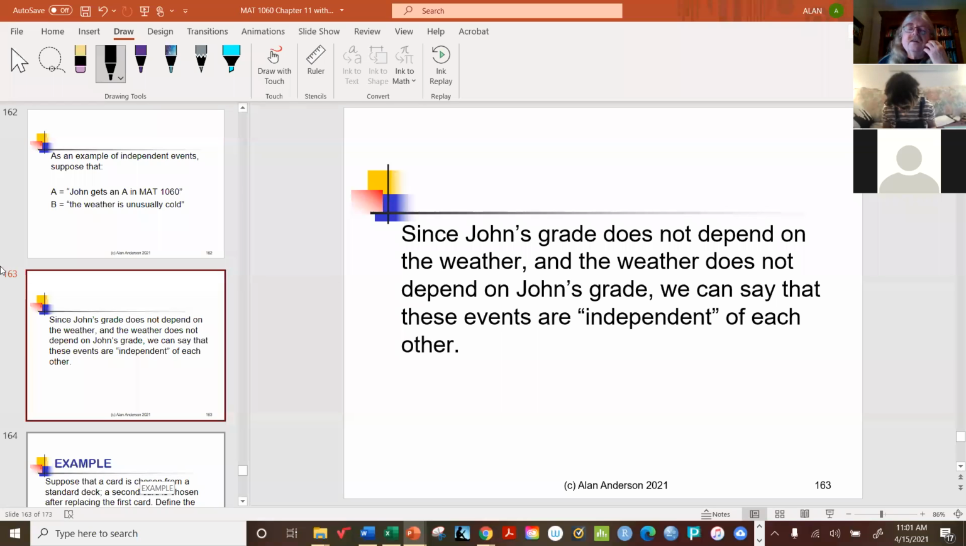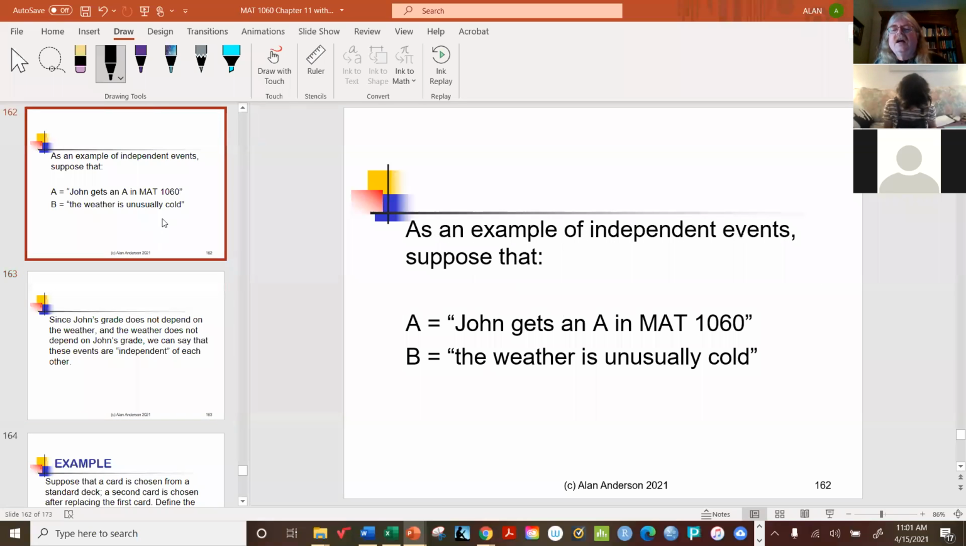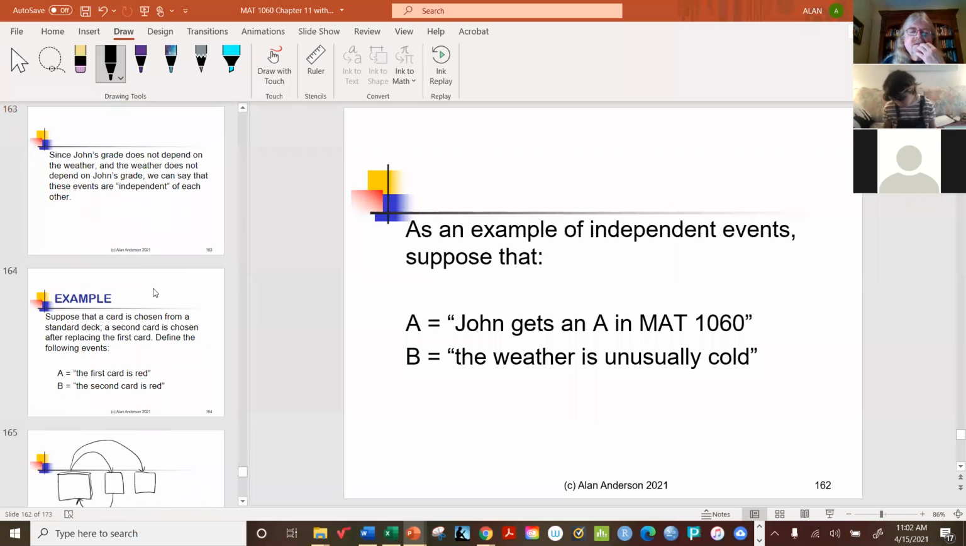Okay, now, on the other hand, if the second event had been John studies 20 hours a week, well, then they're clearly not independent, are they? No, because one clearly influences the other. But here they're completely independent because one does not affect the other.